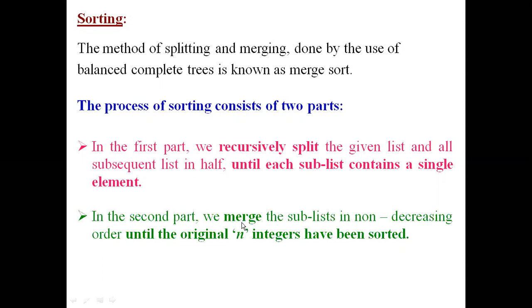In the second part, we merge the sublists in non-decreasing order until the original n integers have been sorted. So we are going to merge the sublists in the non-decreasing order, that is from ascending to increasing order, until the original n integers have been sorted. So this is the procedure we are going to follow in the merge sort concept. So let us do the problems on this.